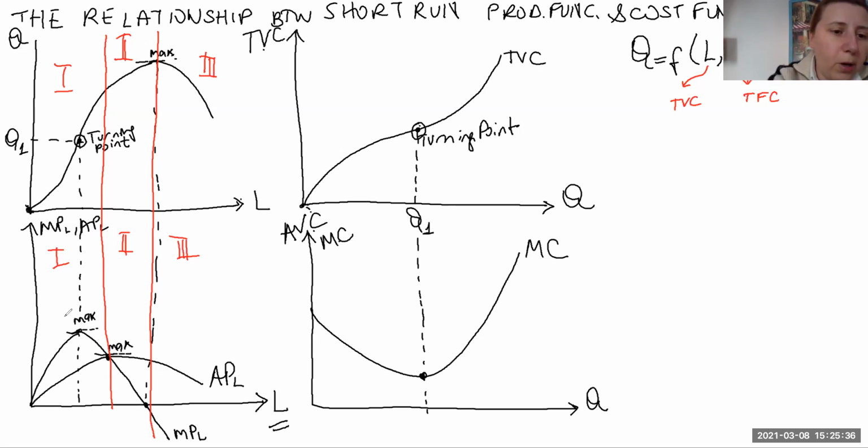Let's put point 1 here, 1 here, 1 here, and 1 here. The turning point of the short-run production function is just the turning point of the total variable cost, and it is the maximum point of the marginal product of labor. The marginal product is maximized at the Q1 output level, which means that marginal cost is minimized at Q1 output level.